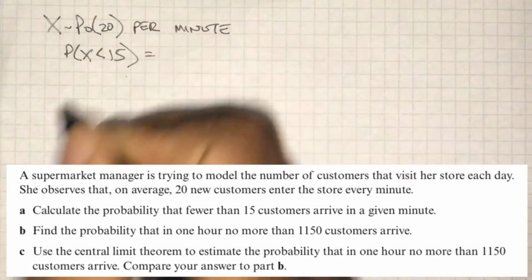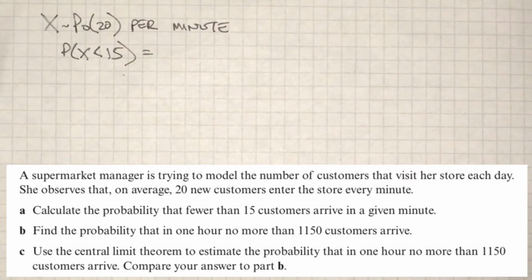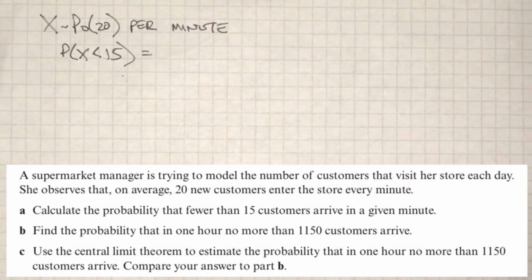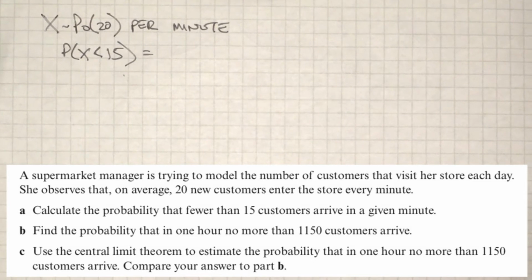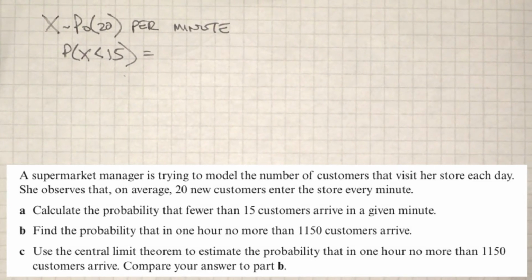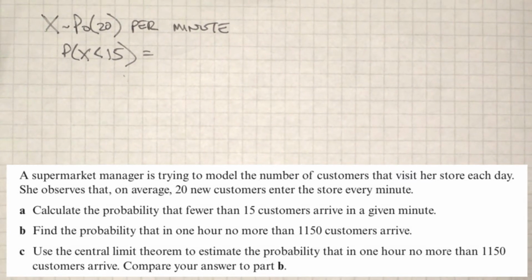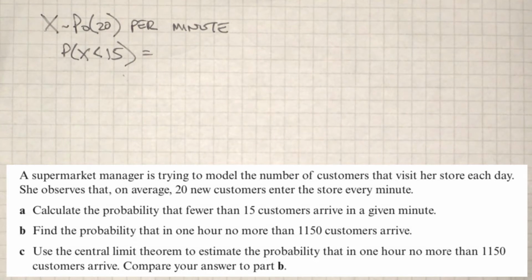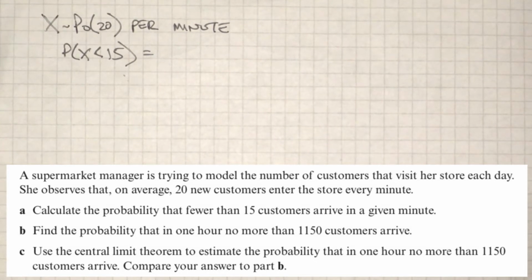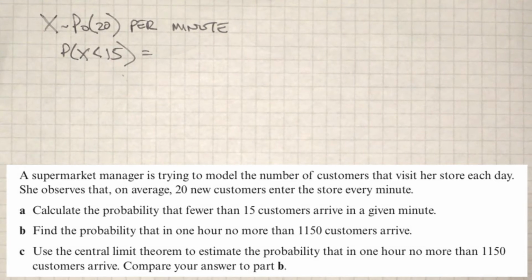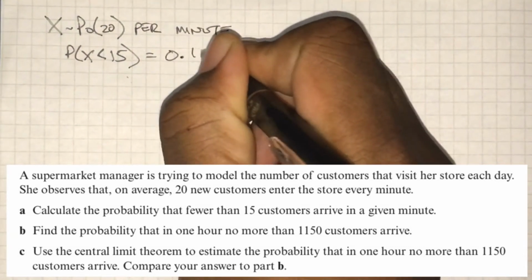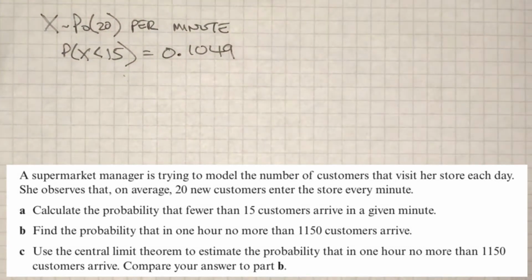Part A asks us to find the probability that there's fewer than 15 customers in a given minute. So the time scale is the same. I can go ahead and just do this calculation straight into my calculator. I'll start with the probability statement. Probability that x is less than 15. That's the same as the probability that x is less than or equal to 14. And that's the number that I want to make sure I use in the calculator. So punch those buttons in and we get 0.1049.